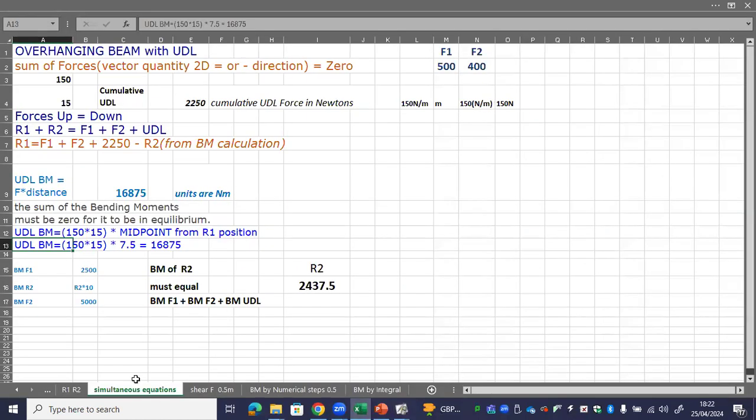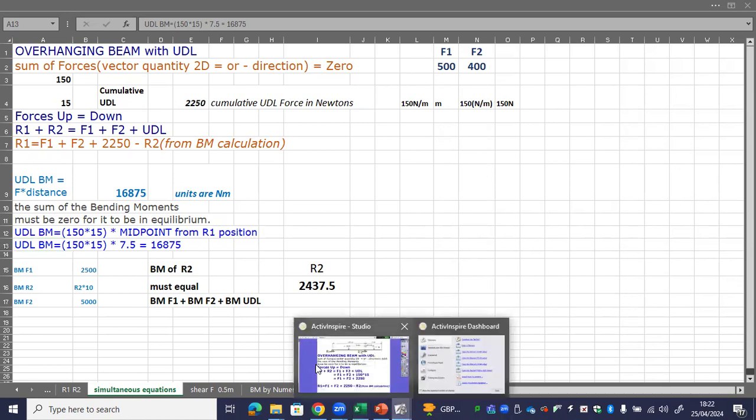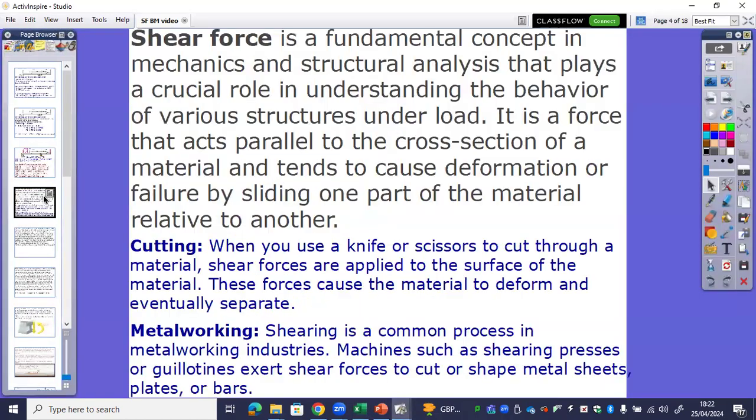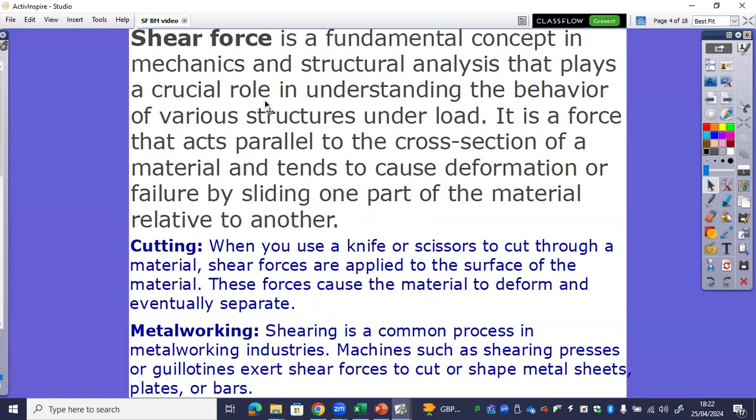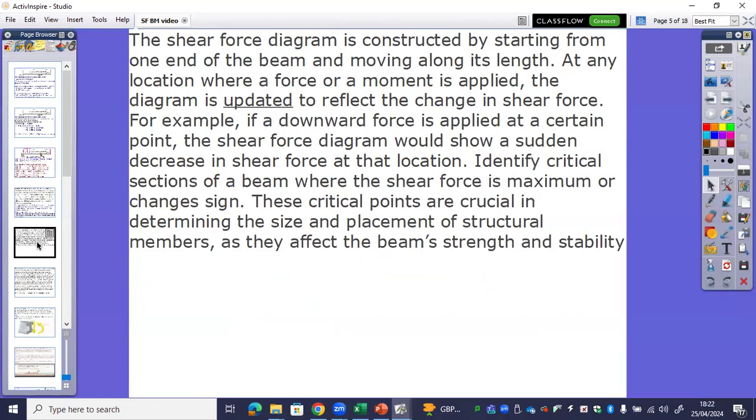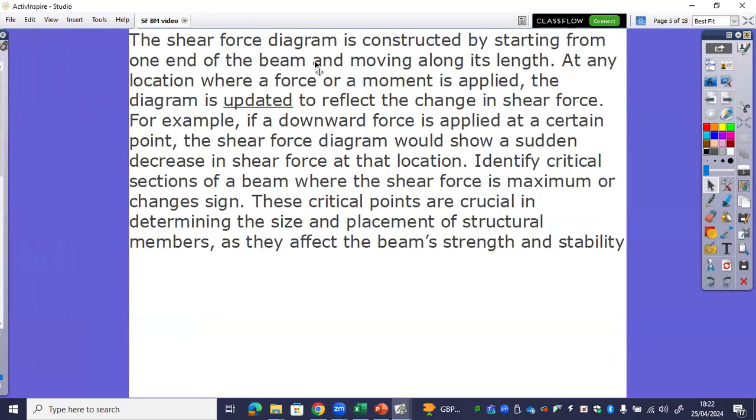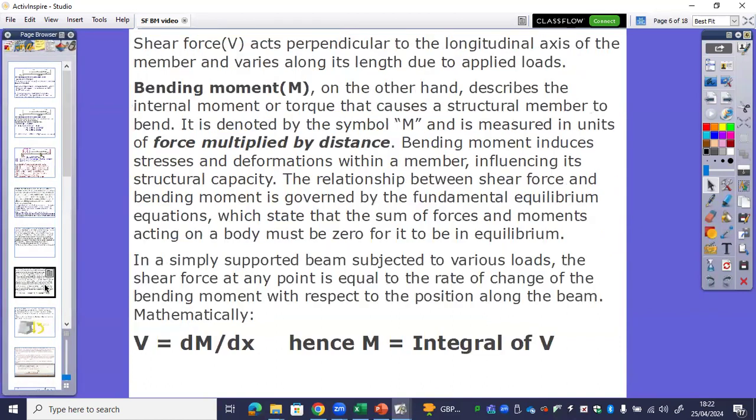So again, we're in the 21st century. We're going to use Excel to do these calculations for us. And we're also going to use Excel to generate the shear force and bending moment diagrams. So just a little bit of background: shear force is a fundamental concept in mechanics, so that we can understand loads on structures. Shear force is constructed from starting at one end of the beam and moving along its length.